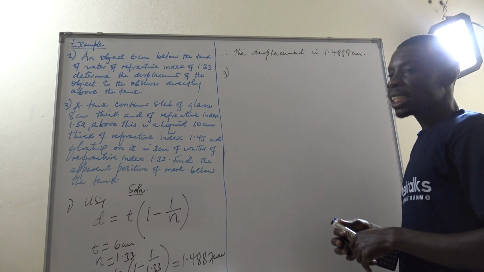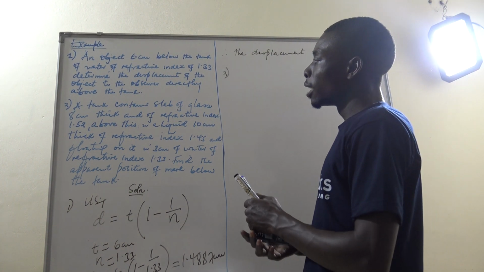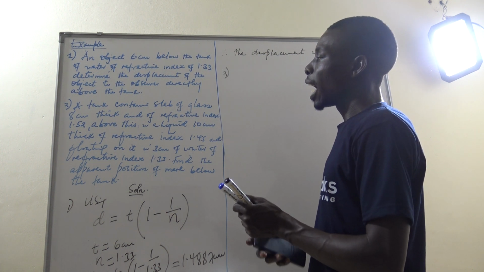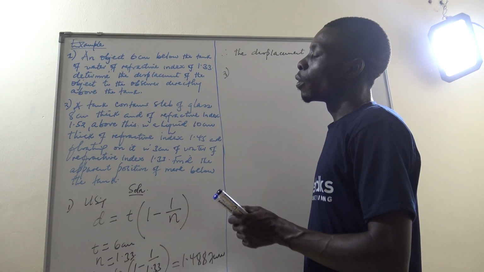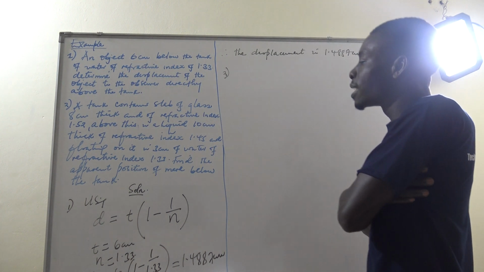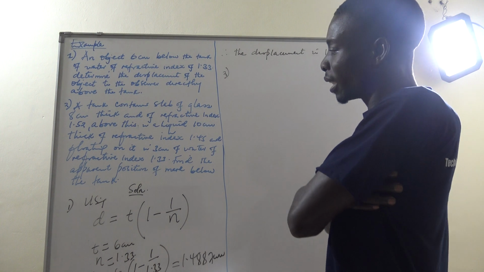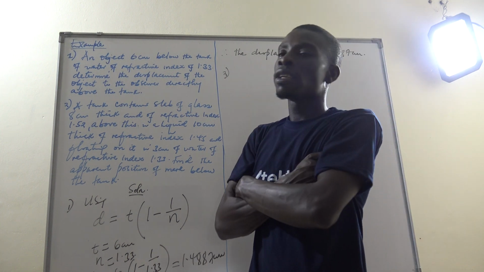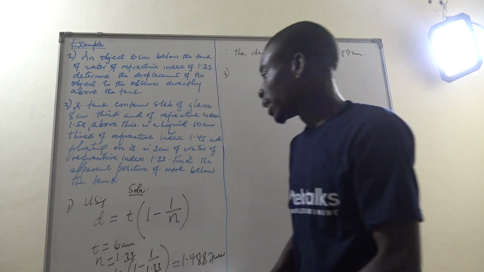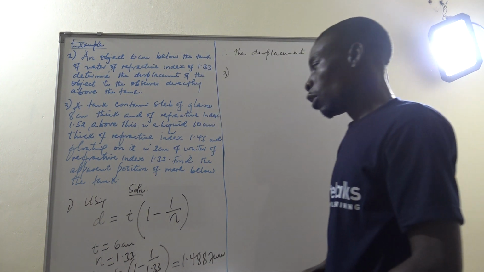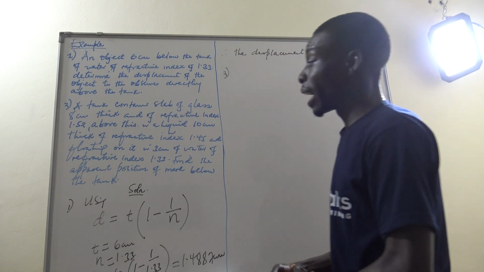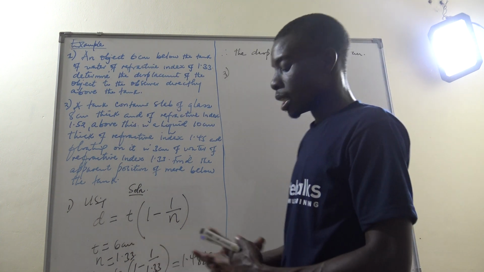They're saying that a tank contains a slab of glass 8 centimeters thick and of refractive index 1.52, and above this is a liquid 10 centimeters thick of refractive index 1.45, and floating on it is 3 centimeters of water of refractive index 1.33. Find the apparent position of the mark below the tank.